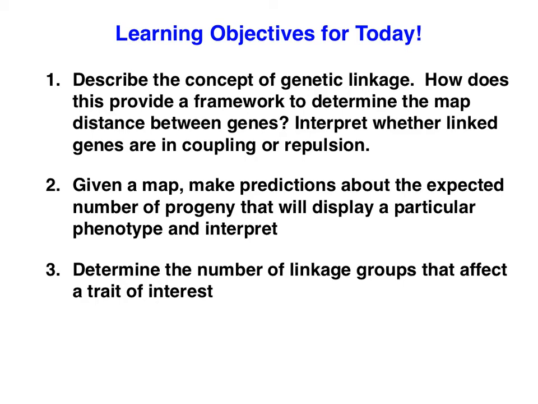In this first set of slides, we're going to be talking about linkage. We're going to be talking about the idea of coupling or repulsion. Another way of saying this is cis and trans, and this is in reference to the different alleles of a gene. We're also going to be talking about making a map of our chromosome. And last but not least, we're going to be talking about linkage groups that affect a particular trait.